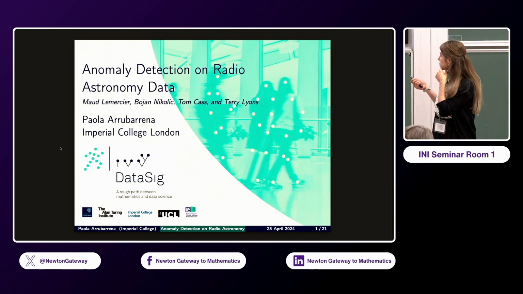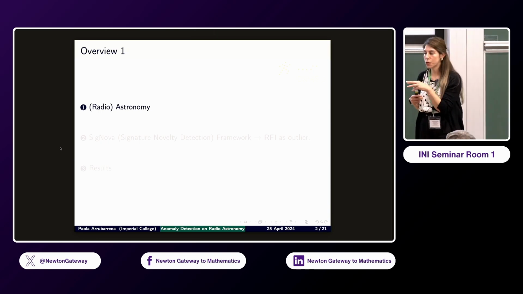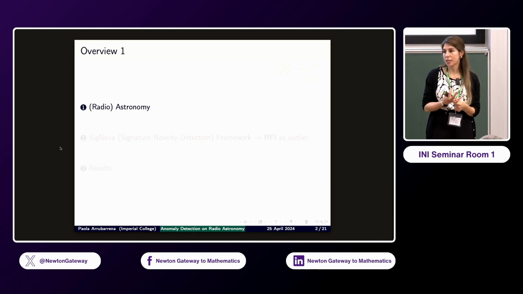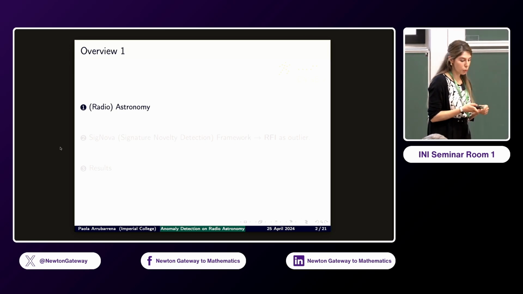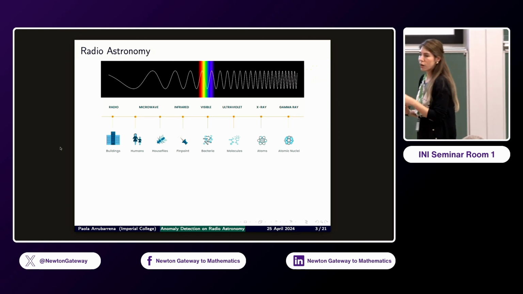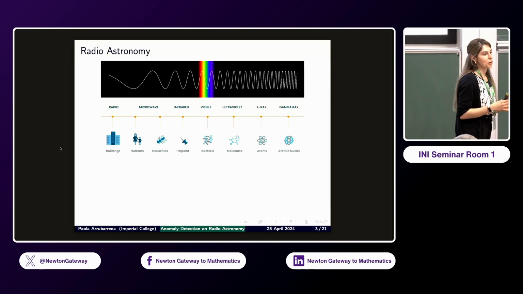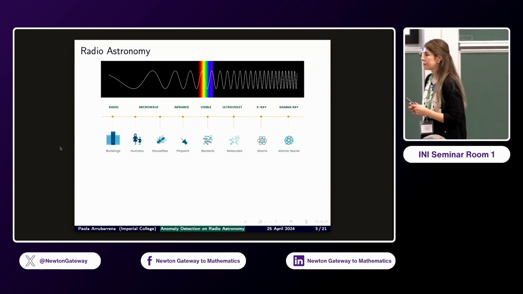So, okay. I'm going to start my talk with a short introduction on astronomy and radio astronomy, and why this is an interesting topic and has a very specific issue we want to tackle. Astronomy is the study of the universe, and how people have been doing this from the very beginning is by studying the light of any interesting source out there.